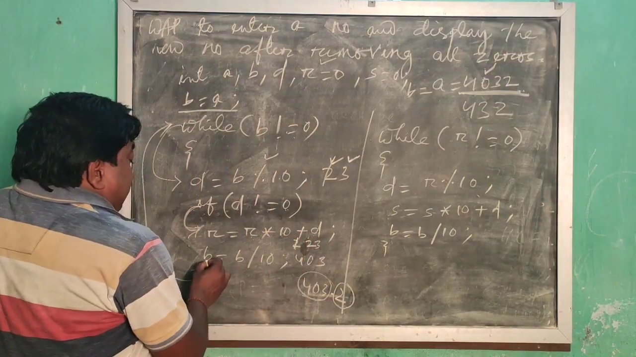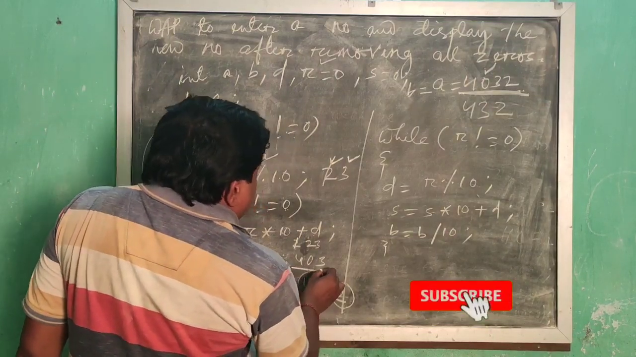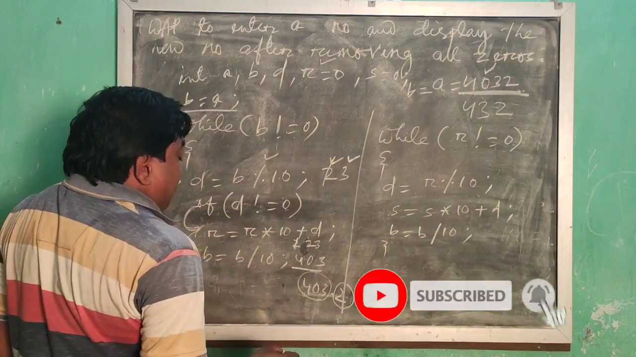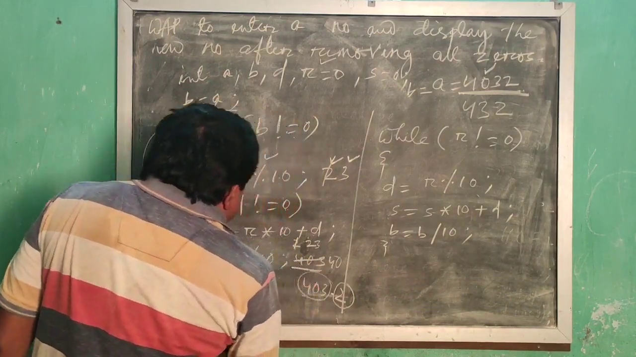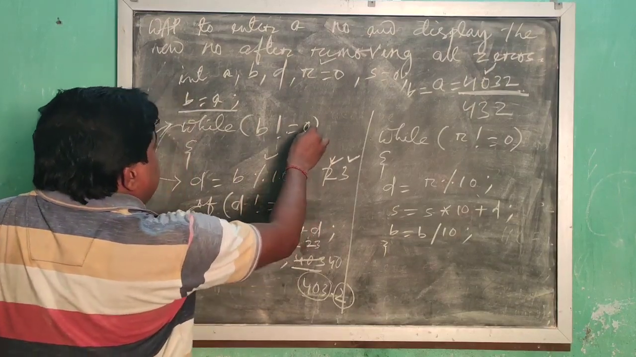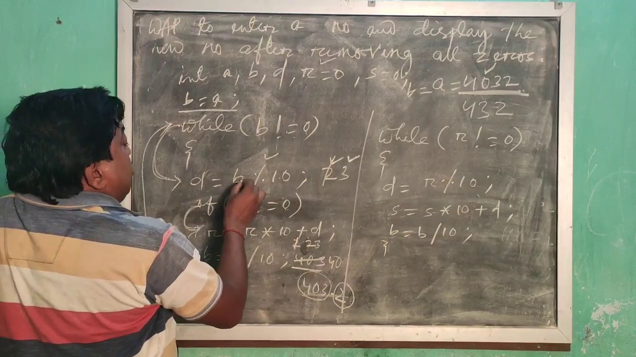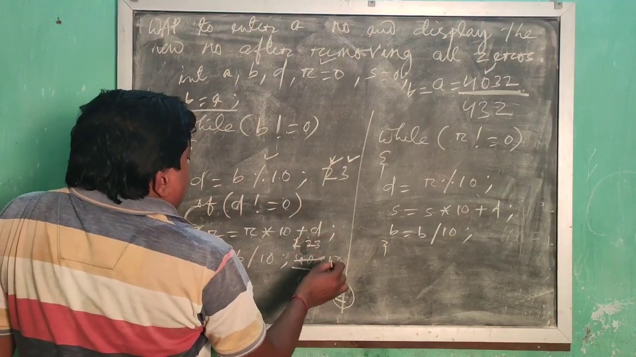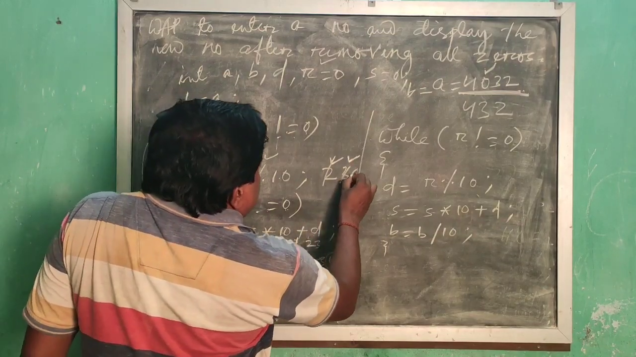Okay, then here b equal to b divided by 10. b was 403, so when we divide by 10, it will be 40. Then again it comes back to while, then checks while b is not equal to 0, is it true? Yes. Then it again goes through the loop, means d equal to b modular 10. b was 40, then 40 modular 10 means it will be 0.